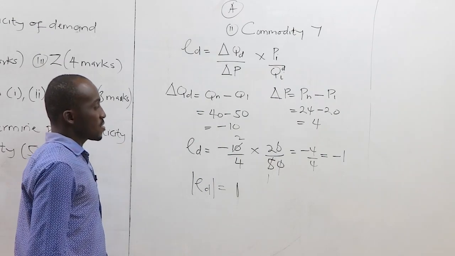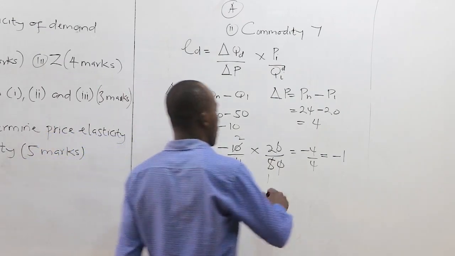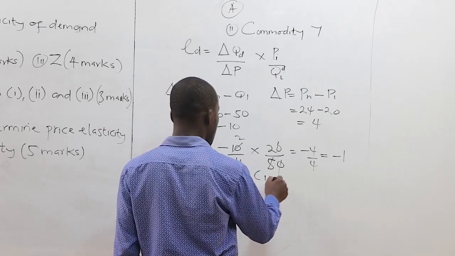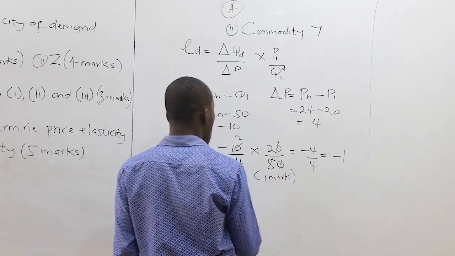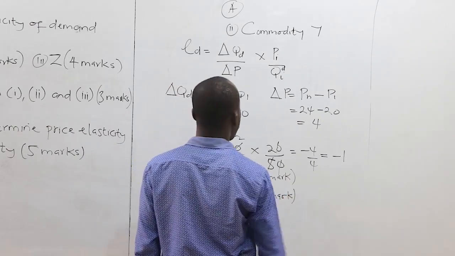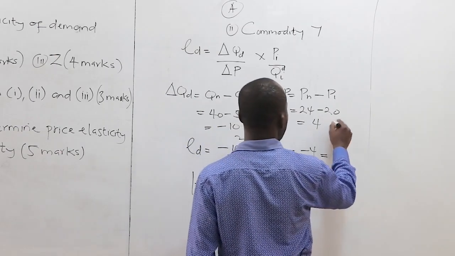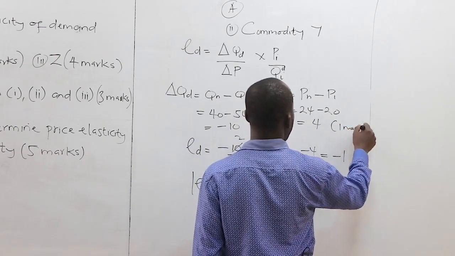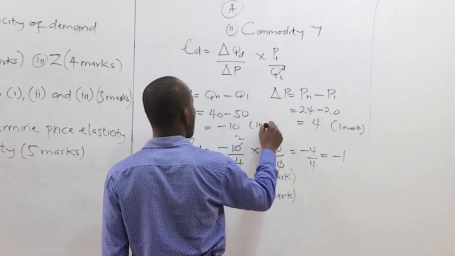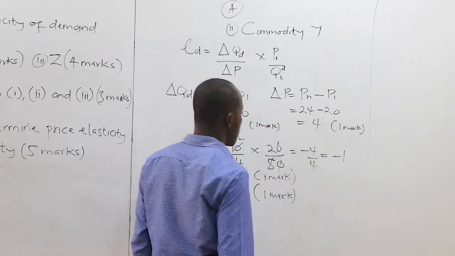So let's see how the marks were given. You have 1 mark here, 1 mark for the final answer, 1 mark here, and 1 mark here. So you get your 4 marks.